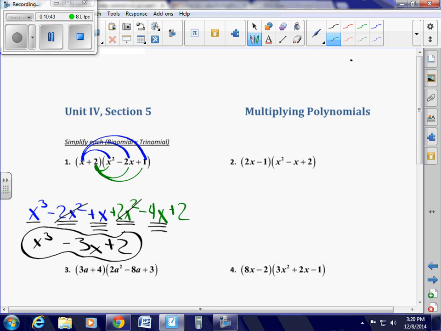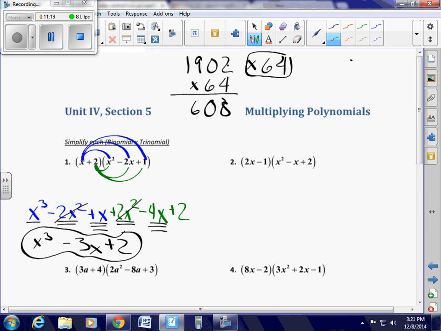Here's another way of multiplying this out. Generally speaking, most people don't like to use this way, but I'm going to throw it out there just the same. If we had 1,902 and we wanted to multiply that by 64, and you didn't have your calculator, what would you do? Well, you'd take the smaller number and place it underneath here and multiply, right? Take 4 times 2 is 8, 4 times 0 is 0, 4 times 9 is 36, carry the 1, and so on and so forth, right?